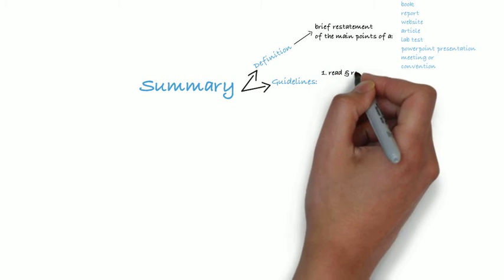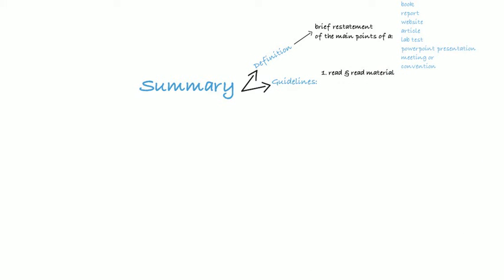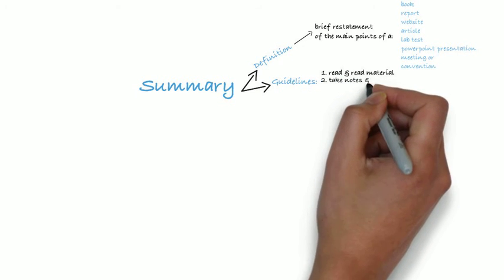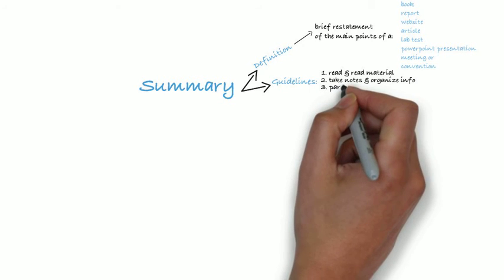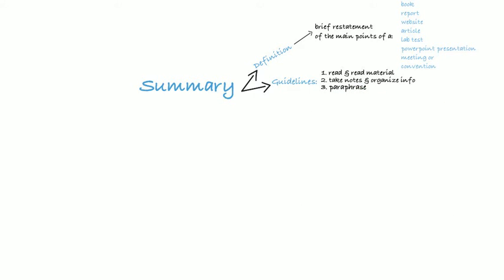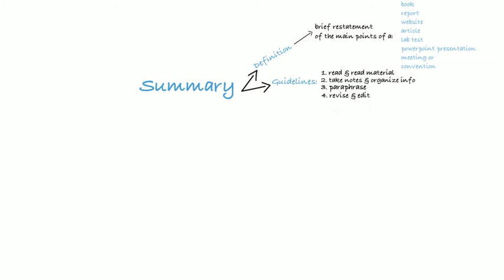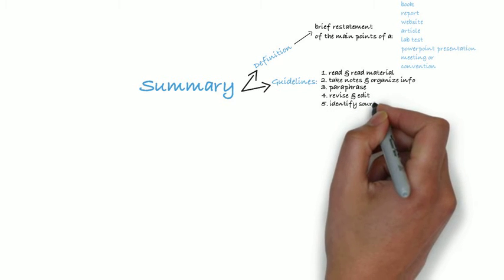Read and reread the material so you can make sure that you have a clear understanding of what the text is talking about. Then, take notes and organize the information. Once that is complete, move on to paraphrasing, revising, and editing your writing so you can make sure that nothing is missing and you have no spelling or grammar errors. And finally, make sure to identify the source you just summarized.